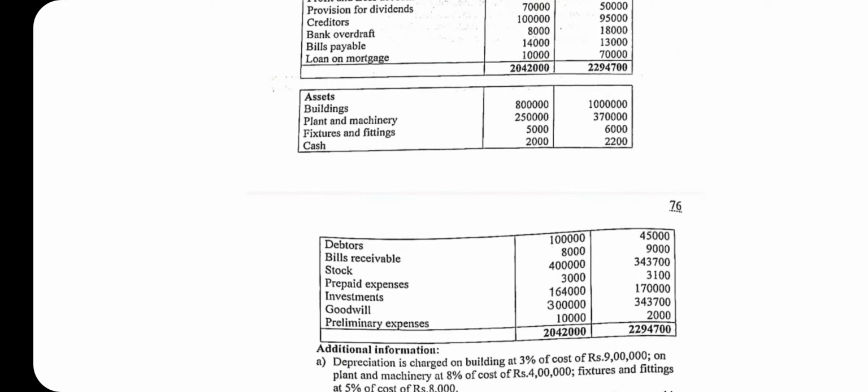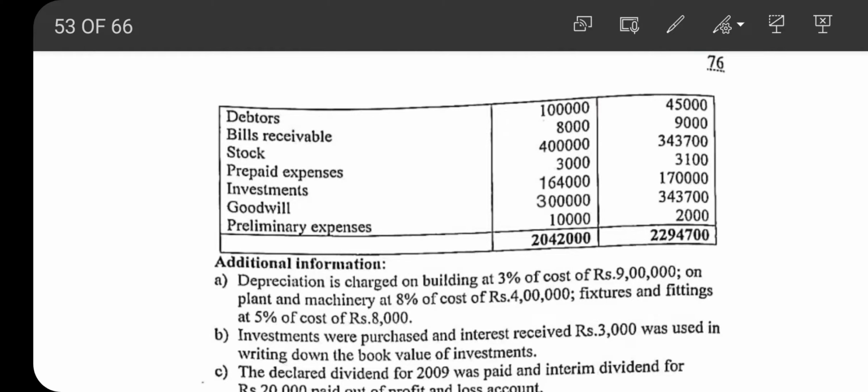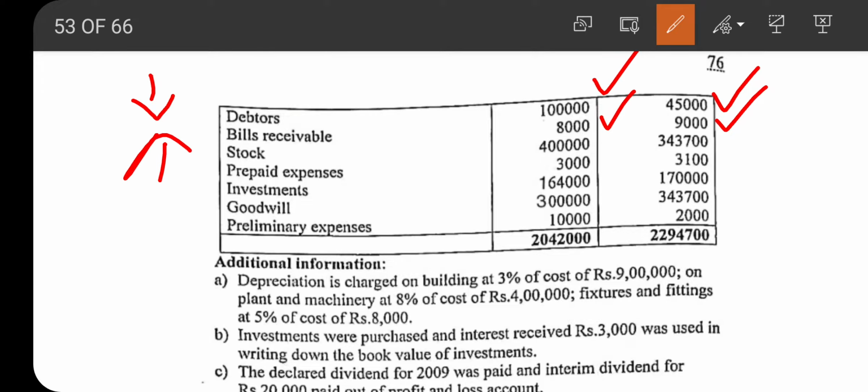The next item is cash, which will be used at the end of cash flow statement. When we want to calculate net cash flow, we are comparing the opening balance of cash and closing balance of cash. The next item is debtors. Opening balance is 1 lakh, closing balance is 45,000. So there is decrease in the value of current asset. Bills receivable is also a current asset, 8,000 and 9,000. So there is increase in the value of current asset.